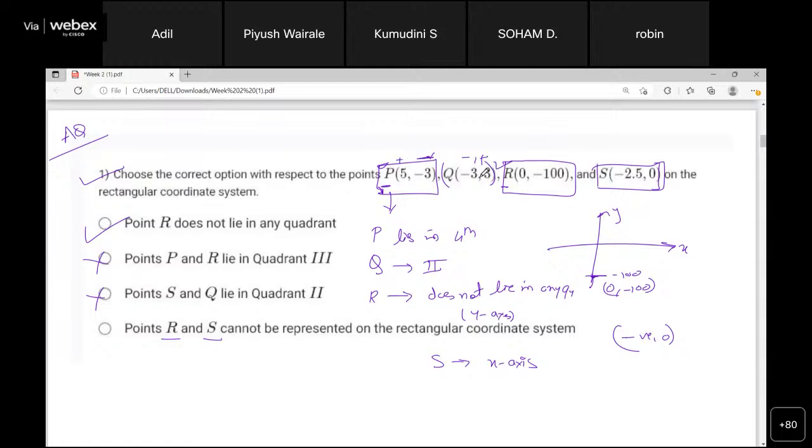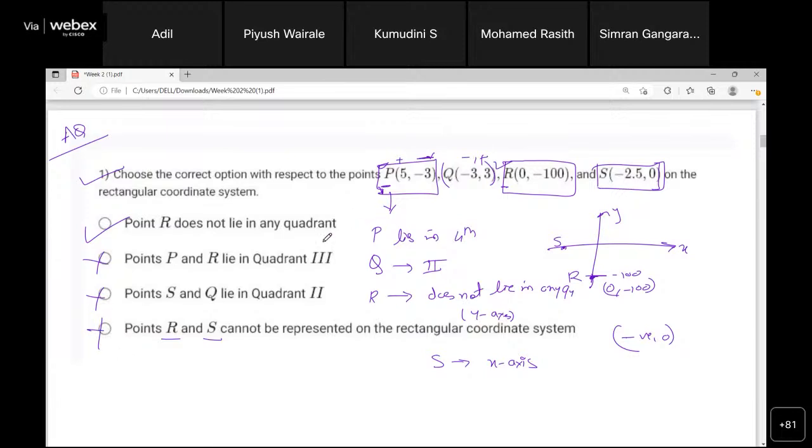Yes, the last option. No, it's not correct, sir. R and S can be represented, because they are on the axis. So here you can see under the rectangular coordinate system, this is R, right? And this is my S, right? So I can represent those points in the rectangular coordinate system. So this is not correct.